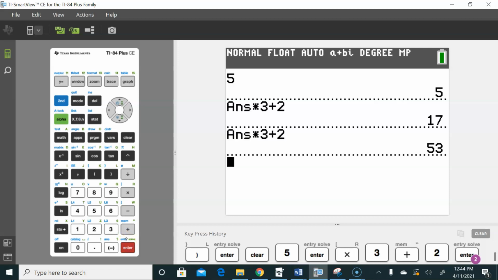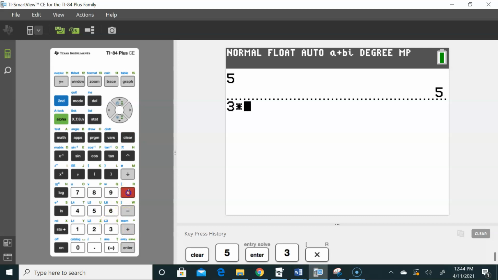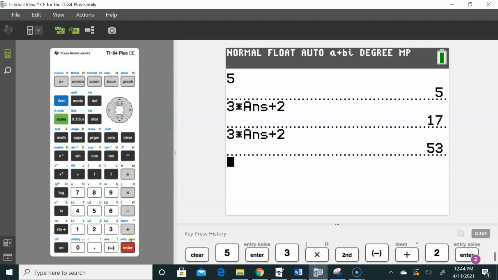Now my calculator is new, it shows the pattern again. If you have a little bit older calculator, it just shows you 53. It doesn't show you answer times 3 plus 2. Another way to do it, 5, enter, and I could do 3 times, and the answer key is in blue above the little negative sign. So second negative sign plus 2, and now that really says 3 times my answer plus 2. The other one said answer times 3. Same thing. Enter. Enter. That's my third term.